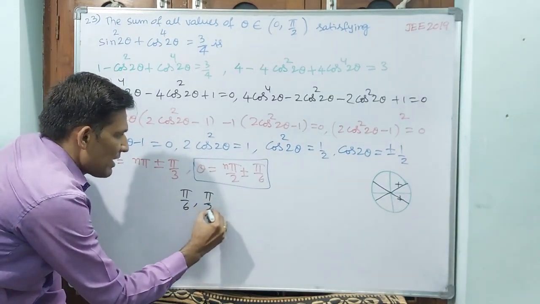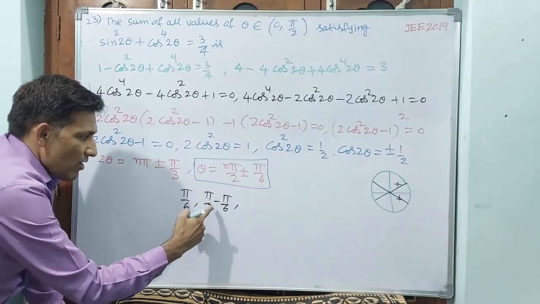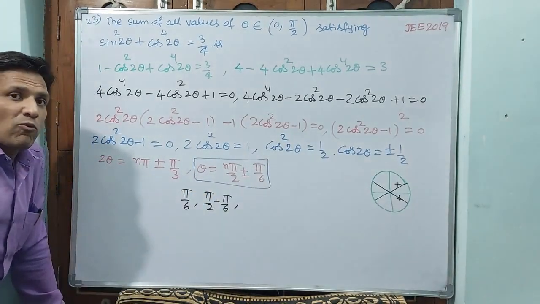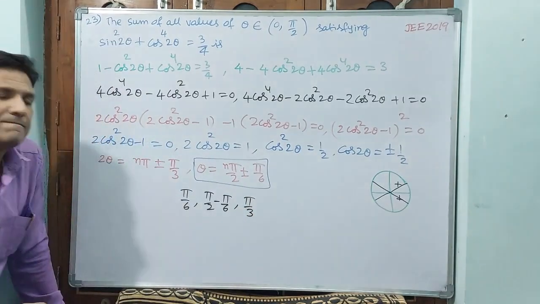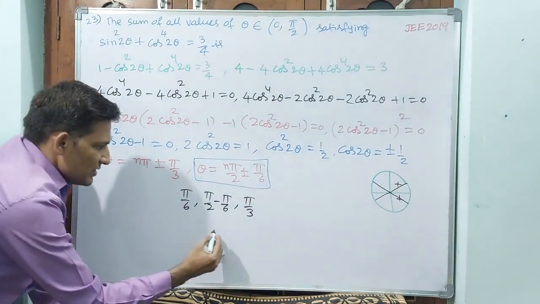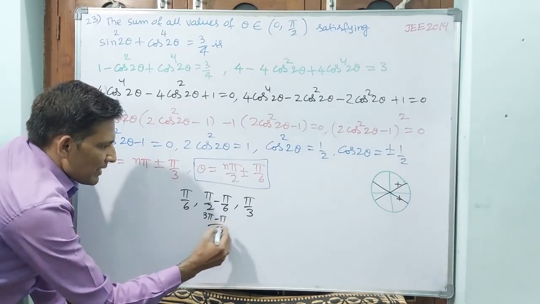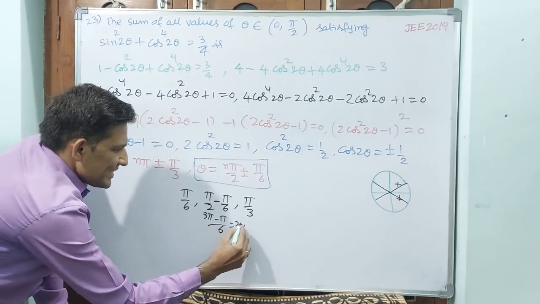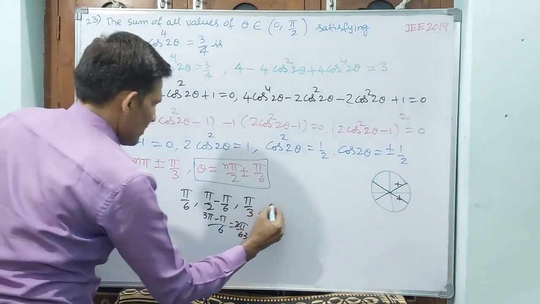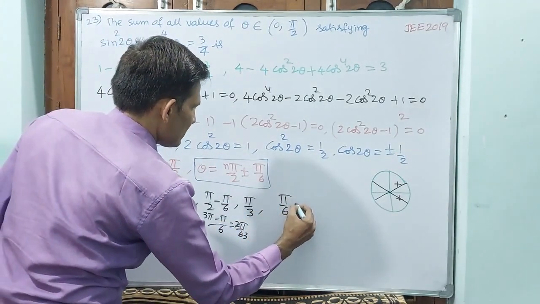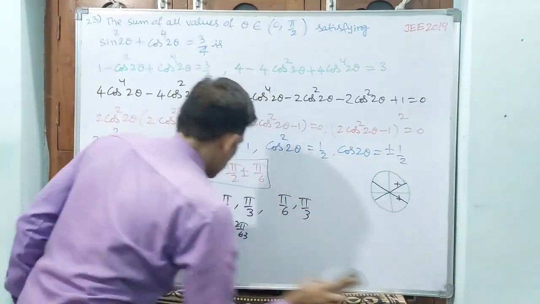That means pi by 2 minus pi by 6. What will happen here? 6 is the LCM here. 2 goes 3 times: 3 pi minus pi, 2 pi by 6, or 3 times will go, pi by 3. That means the values are pi by 6 comma pi by 3. Understand? 2 values are there.